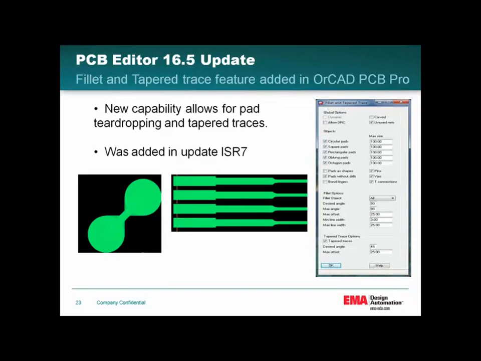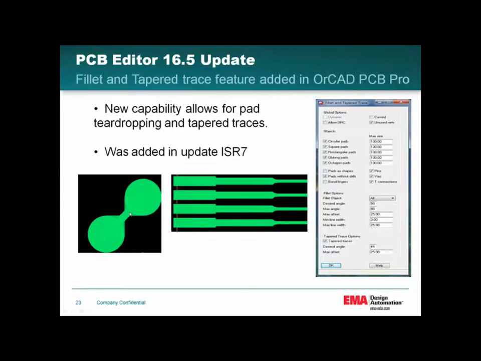So in this particular case, there was a new feature that was added in ISR number 7, which has been out for some time now. But this ability allows you to taper traces and add what we call fillets or teardropping. So this is very useful.